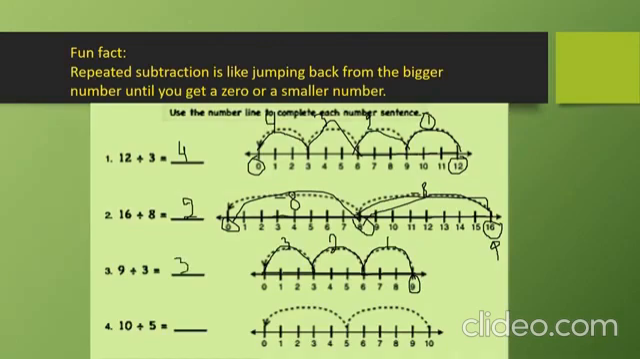10 divided by 5. 10 minus 5. 1, 2, 3, 4, 5. So minus 5. 10 minus 5, here we have the first jump equals 5. Then 5 minus 5 equals 0. And here we have the second jump, so 1, 2. 10 divided by 5 equals 2.